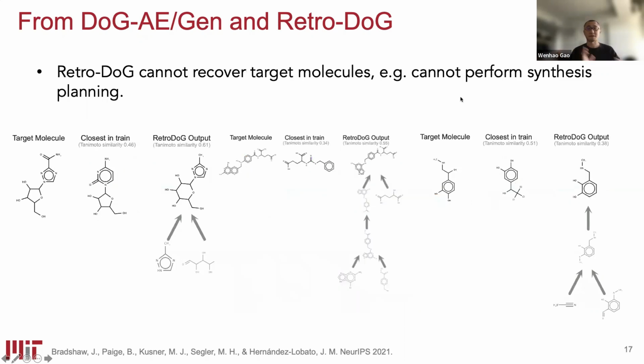And for synthesis planning, very few have tried that. John Bradshaw's DoG has one of them, a model called Retro DoG. But unfortunately, in their paper, they only showed three recovered cases. And as far as I know, there's no successful synthesis planning that doesn't rely on a tree search process before.